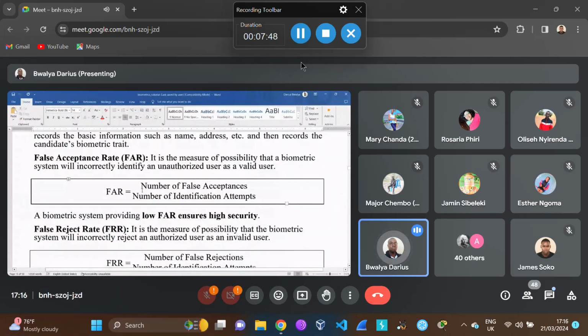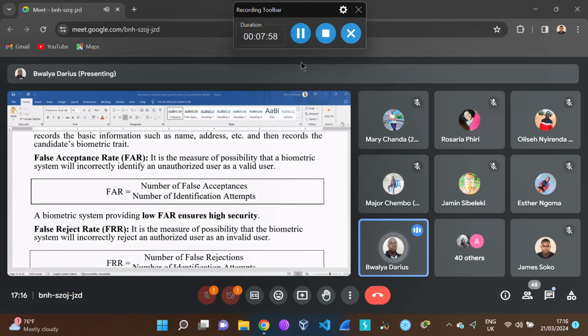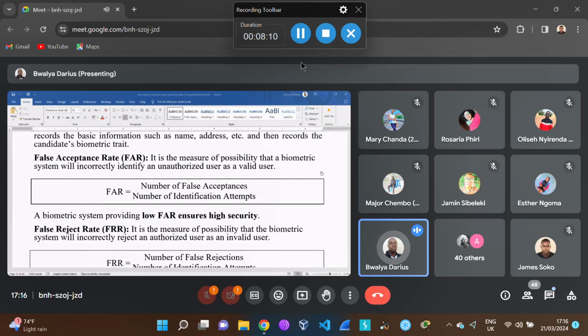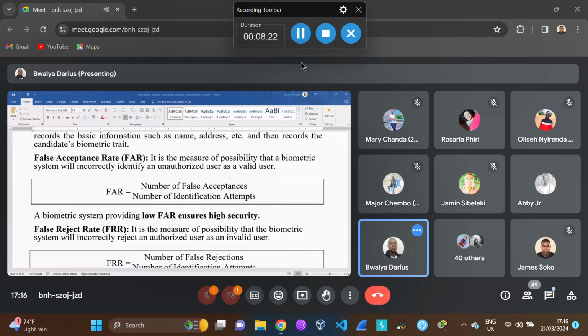What do you think if the value is high? What would be your take? Maybe you are looking at the factors you are choosing. Apart from those factors to choose the biometric system that you would want to install, maybe there are also these values. Maybe for this one, the FAR is high, and for the other one, the FAR is low. So what can you say about such values, the one which is higher and the one which is lower?